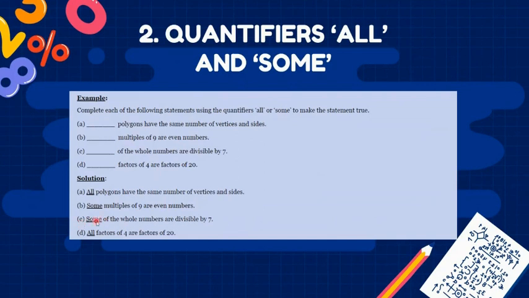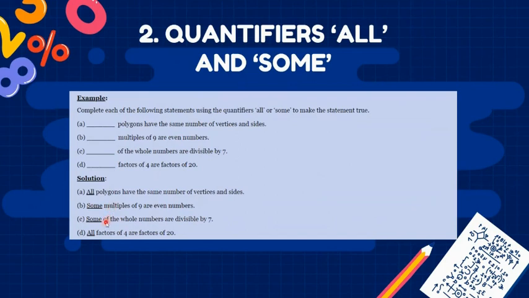For the next one is C. Blank space of the whole numbers are divisible by 7. The whole numbers basically are the numbers 1, 2, 3, 4, 5, 6, 7, and it goes on. Numbers like 1 up until 6 cannot be divided by 7. 7 can be divided by 7 and it goes on, and 14 can be divided by 7, but not all of the whole numbers can be divided by 7. So the correct quantifier that we're going to use here is some.